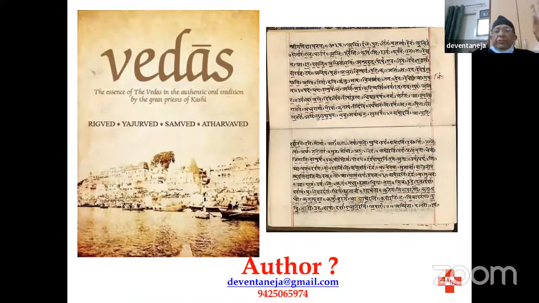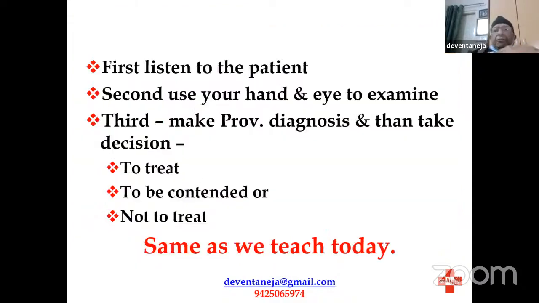If we go into the Vedas, which are about 5,000 to 6,000 years old, in these Vedas also there is a lot of mention about patient care. So what were the important things in these Vedas? We found that they all said first, listen to the patient. Second, use your hands and eyes to examine. Third, make a provisional diagnosis and then take a decision whether you want to treat this patient or not.